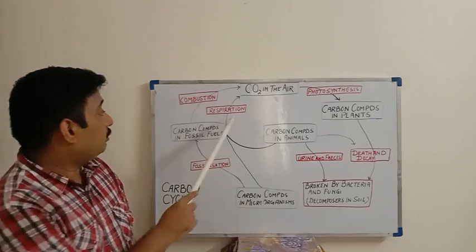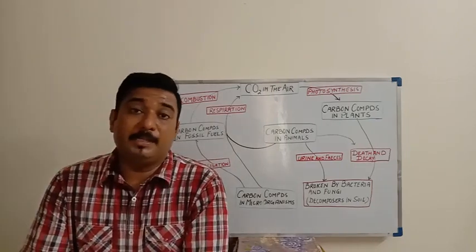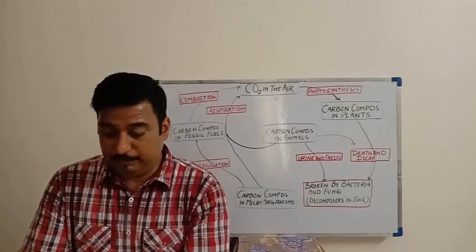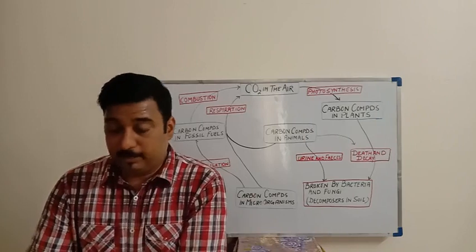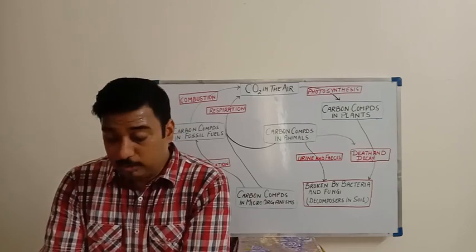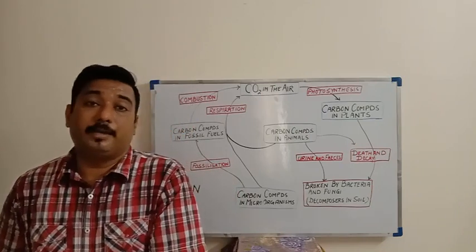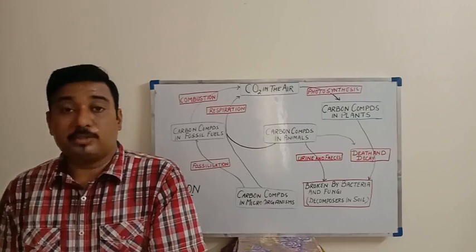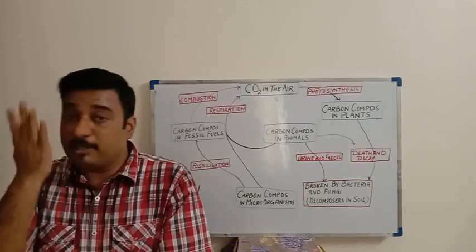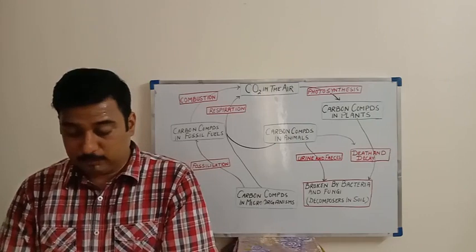Through the process of respiration, all plants and animals, they all are living beings, so they carry out the process of respiration. They respire by oxidizing the carbohydrates in their cells. Why do they respire? In order to produce energy, and to give out carbon dioxide into the atmosphere. The byproduct of respiration is carbon dioxide that will move on to the atmosphere.